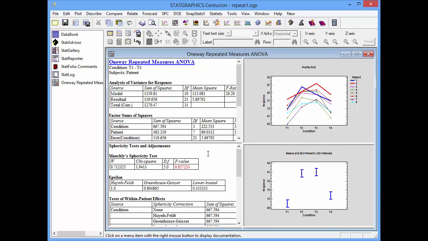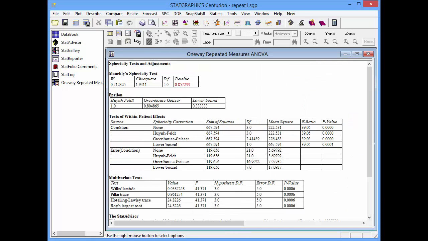The second text pane I asked for gives various sphericity tests and adjustments. You'll see at the top Mauchly's test. If the p-value of Mauchly's test was below 0.05, it would indicate a lack of sphericity at the 5% significance level. In this case, the p-value is quite large, so it would be reasonable, in fact, to assume that sphericity existed.